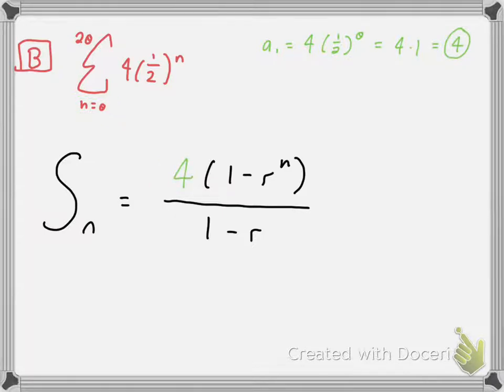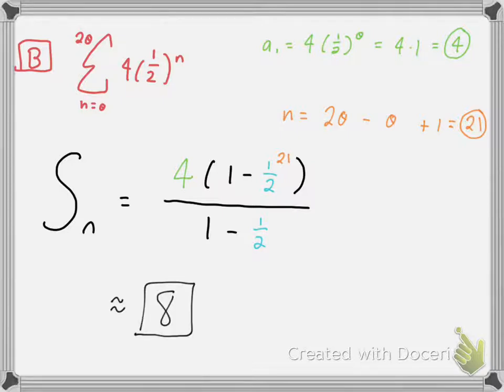So I'll plug that in. Just looking at this, I can see that my r value is 1/2. So I'm going to plug that in for r. And finally, to find my number of terms, remember you do your upper limit minus your lower limit plus 1. So I'm doing 20 minus 0 plus 1, which gives me 21. So from here, you just let your calculator do the work. My answer here would be about 8.